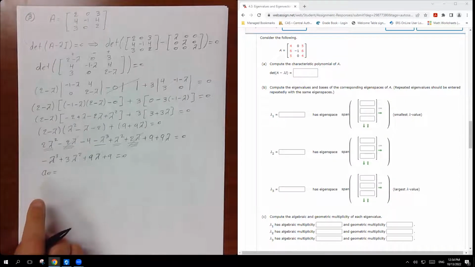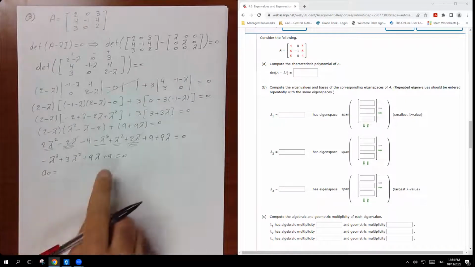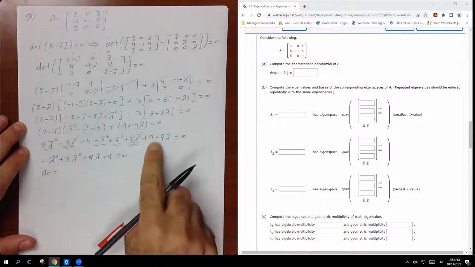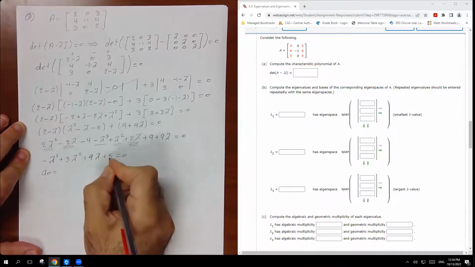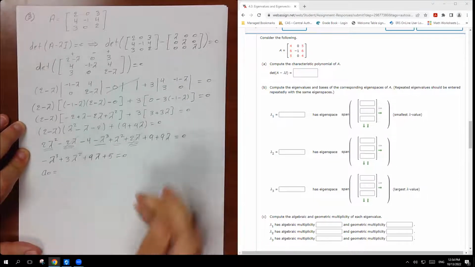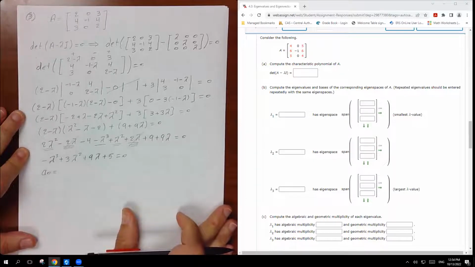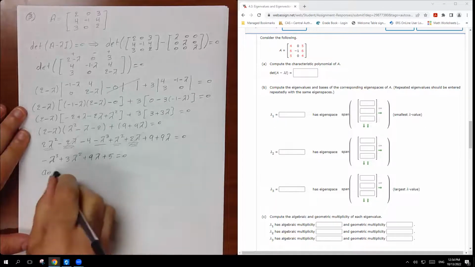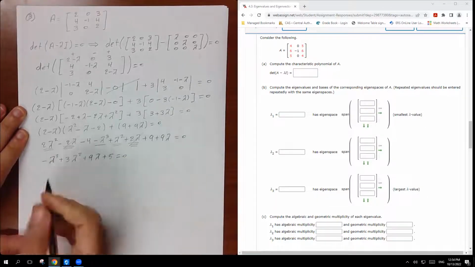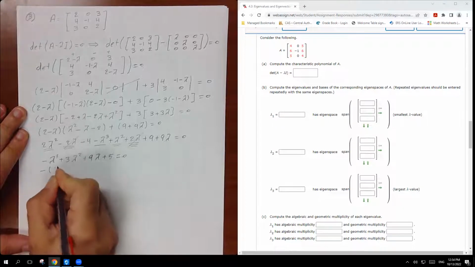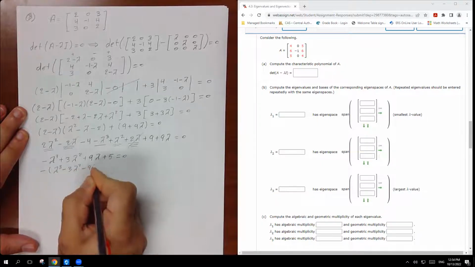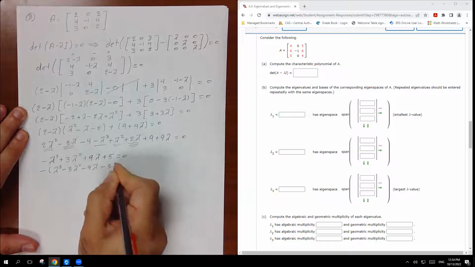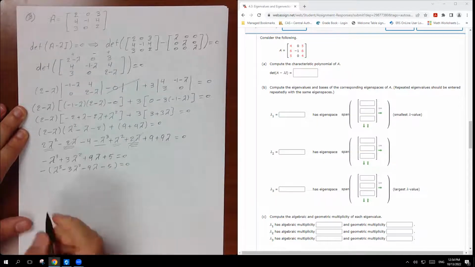Let's check here. We have something wrong because this is not 9. -4 plus 9 is going to be plus 5. Okay, now that's okay. Before you start, just take the negative sign out. So it's going to be lambda cubed minus 3 lambda squared minus 9 lambda minus 5 equal to 0. Now, how are we going to factor this one?